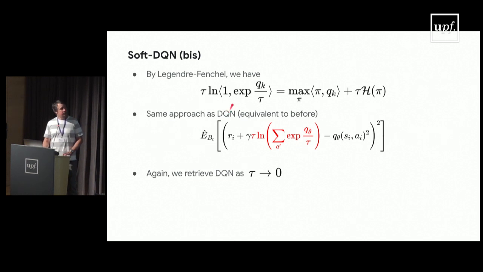You can write it differently in the sense that we know that the max over pi k plus 1 of pi k plus 1 dot qk plus the entropy of pi k plus 1 is the log sum exp. So we can use this fact. And you get directly that this loss function, where instead of having the expectation of the Q function minus the log policy, you have the log sum exp.